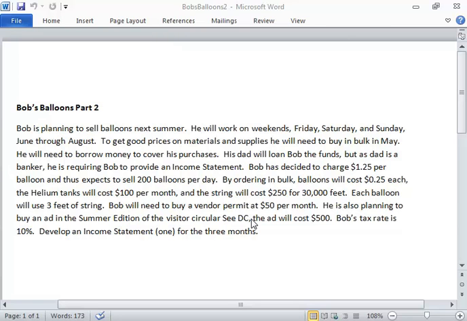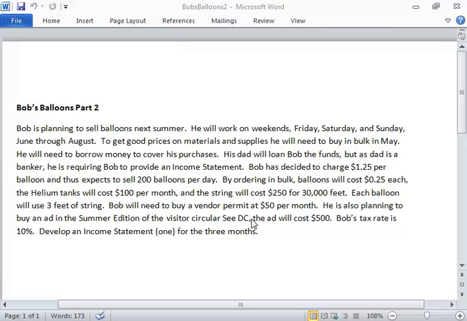His dad will loan Bob the funds, but as he is a banker, he is requiring Bob to provide an income statement. Bob has decided to charge $1.25 per balloon and thus expects to sell 200 balloons per day. By ordering in bulk, his balloons will cost 25 cents each, and the helium tanks will cost $100 per month, and the string will cost $250 for 30,000 feet. Each balloon will use 3 feet of string.